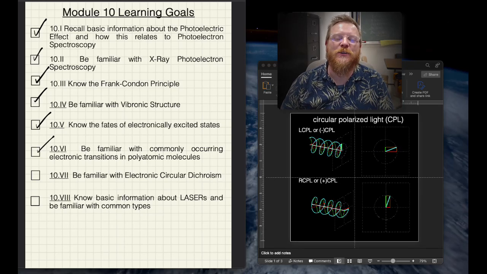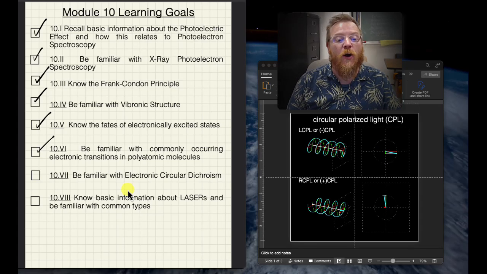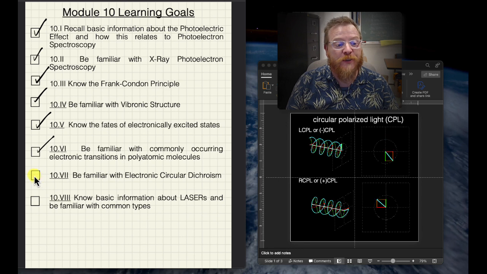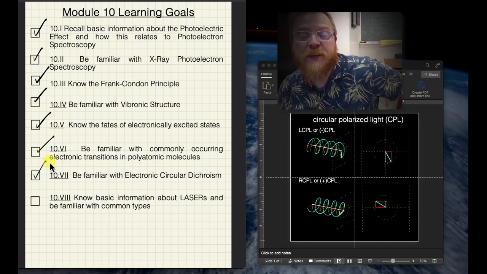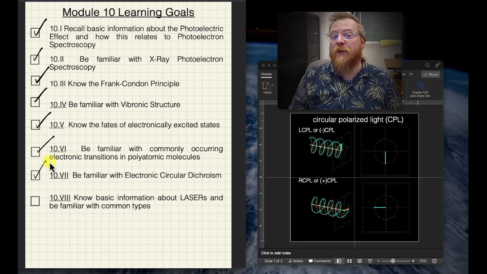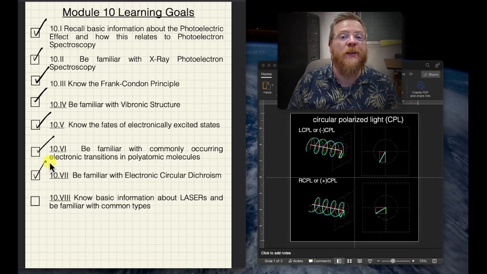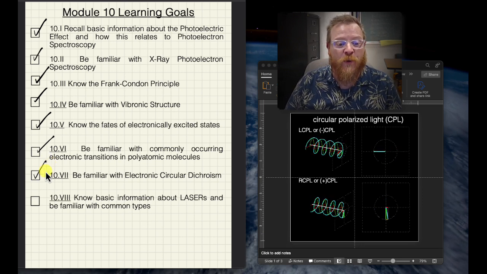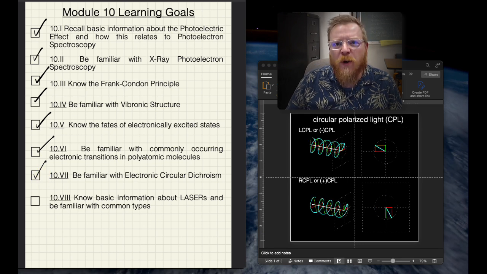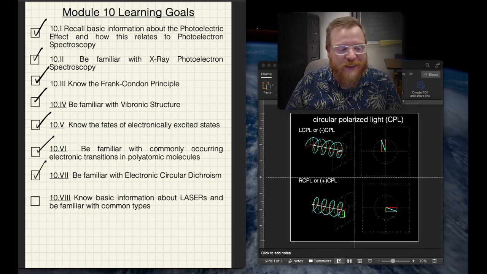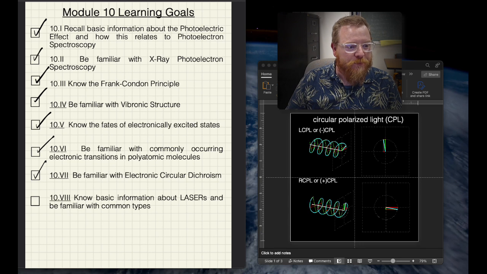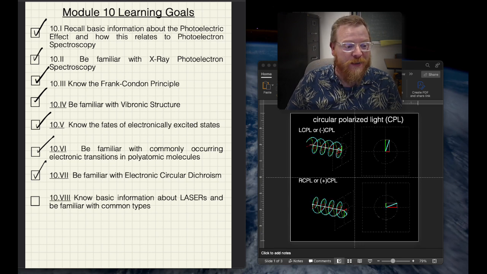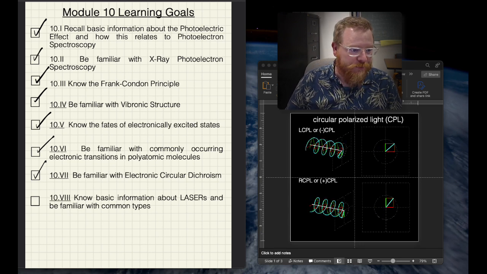Okay, hey folks, I just wanted to give a very brief lecture on electronic circular dichroism. This is mostly of interest to biochemists, but there's a lot of really cool physical chemistry that you can do with circular dichroism, as well as some really cool synthesis stuff, and the synthesis involves chiral molecules.